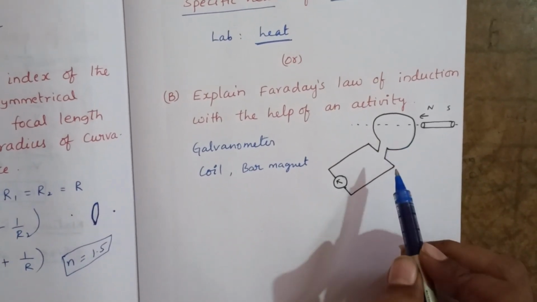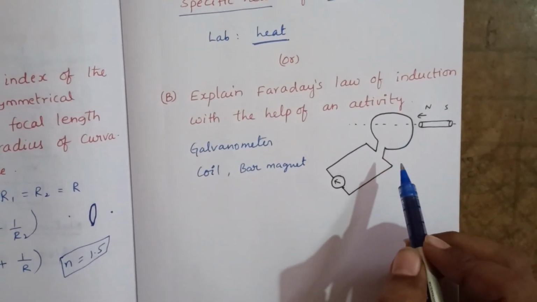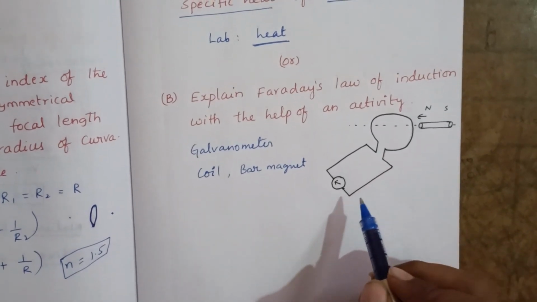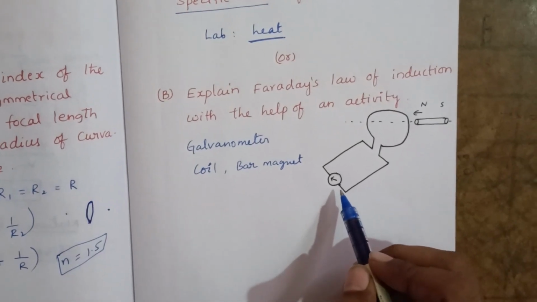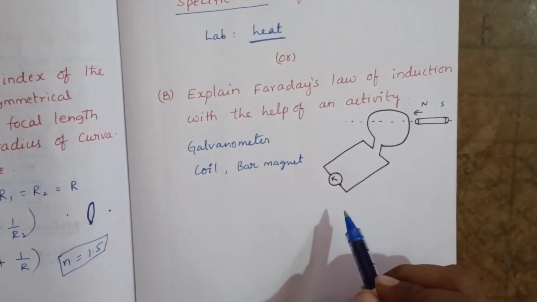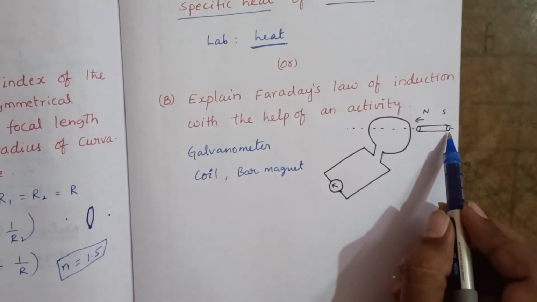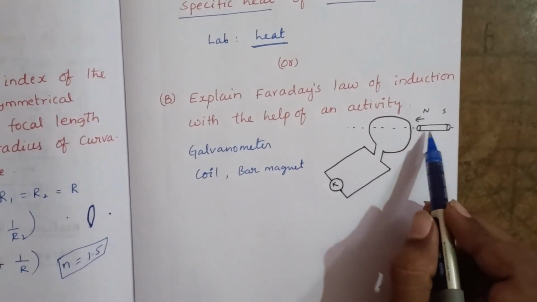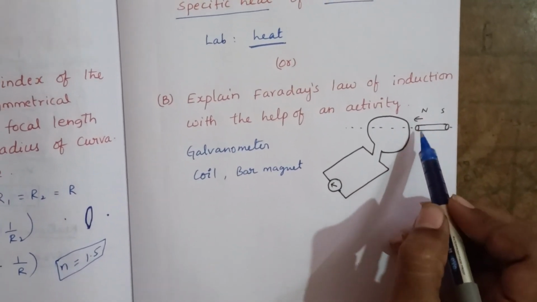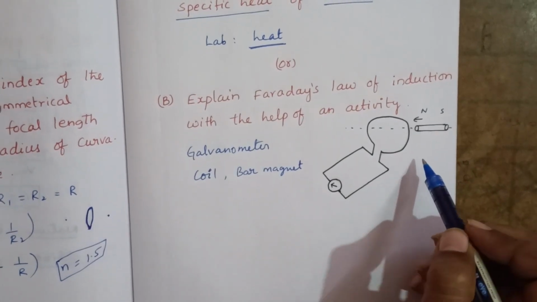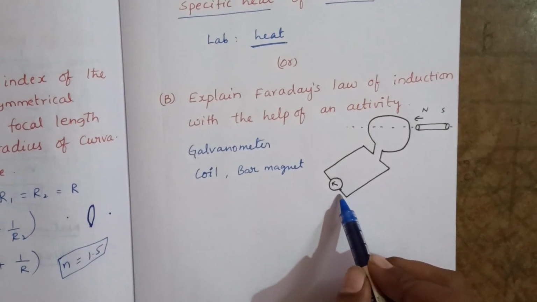facing towards the coil. Then we can find deflection in the galvanometer. Now what we did here: we have taken a bar magnet and pushed it towards the coil by facing the north pole towards the coil. When it is moving towards the coil, we found deflection in the galvanometer.